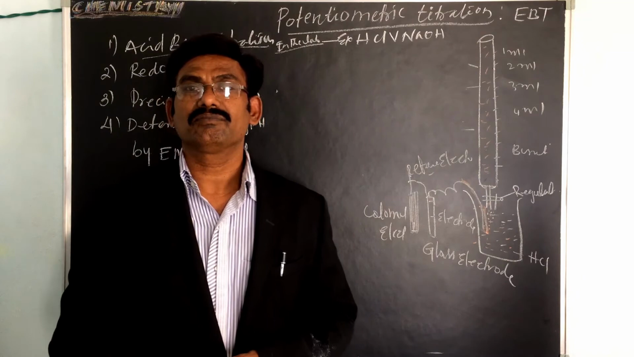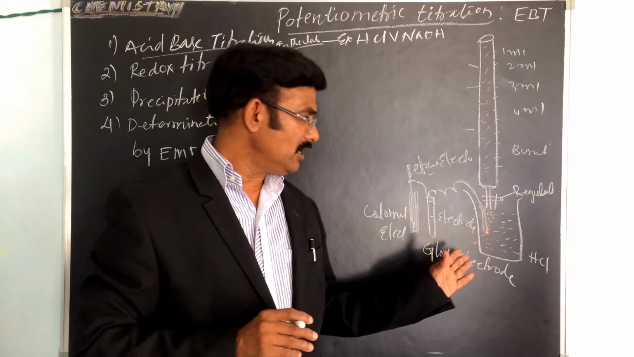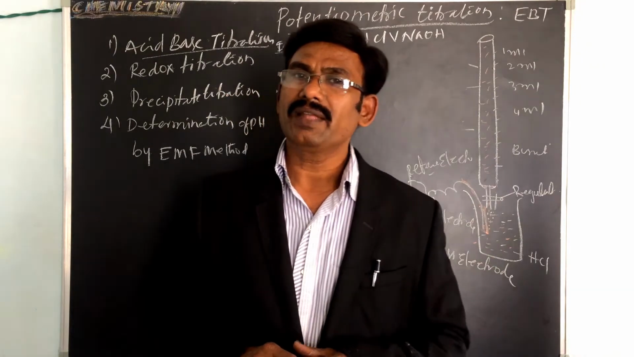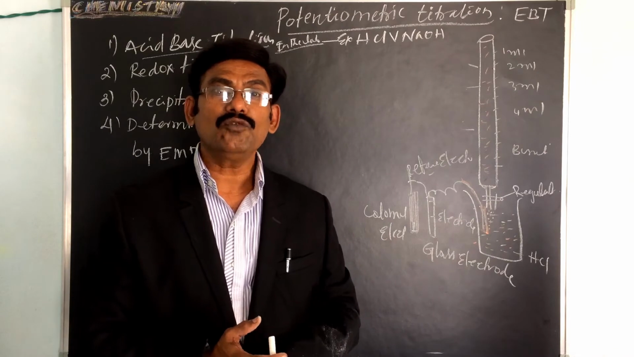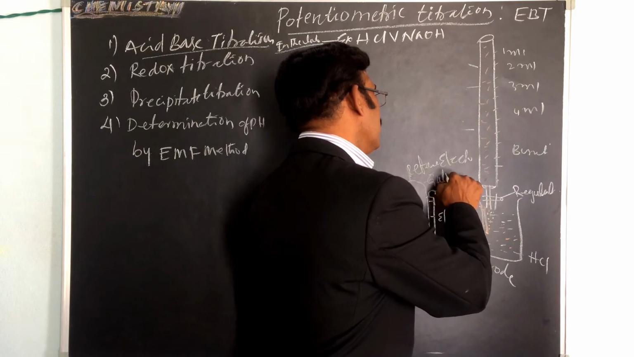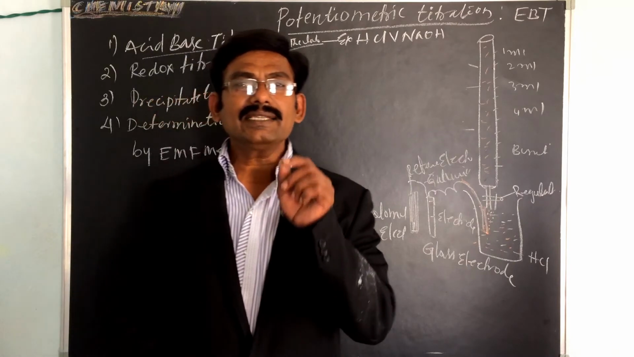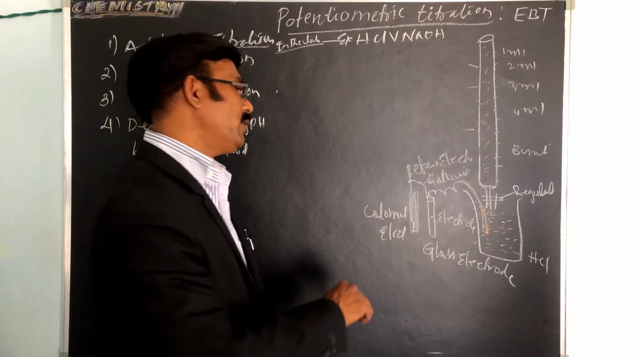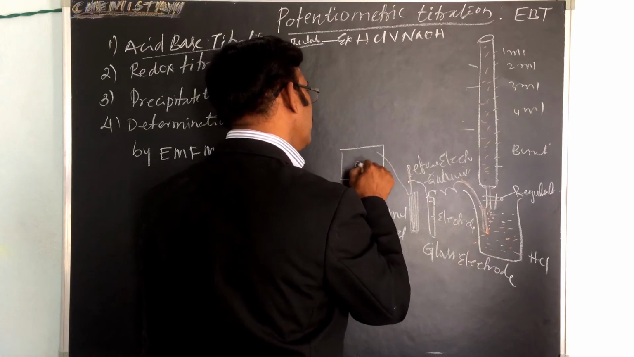First of all, HCl is taken in a beaker, and this glass electrode is placed in the beaker, and it is connected to the standard electrode, that is a calomel electrode, to form a galvanic cell. The cell is then connected to the potentiometer, a digital potentiometer.